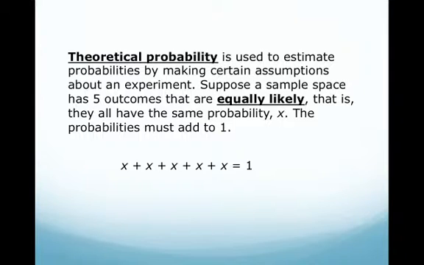When we simplify this equation, we get 5x equals 1. And then when we solve for x, we get x equals 1/5. So the probability of the event happening is 1 out of 5. Again, they must be equally likely events.